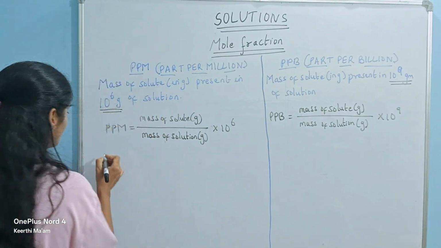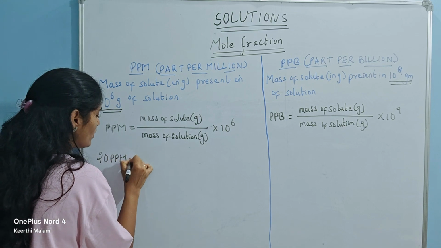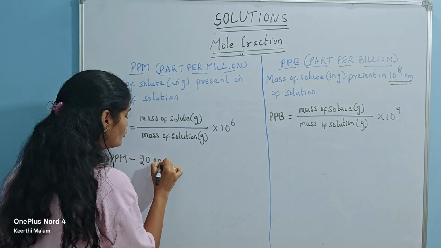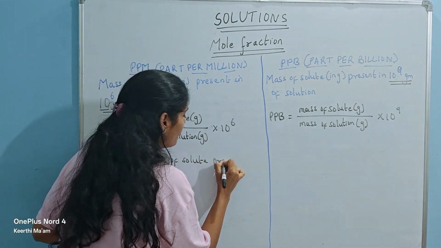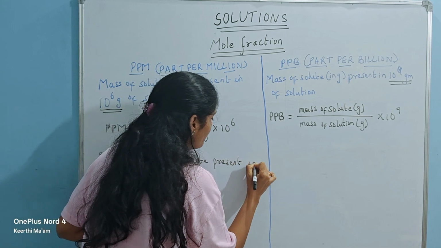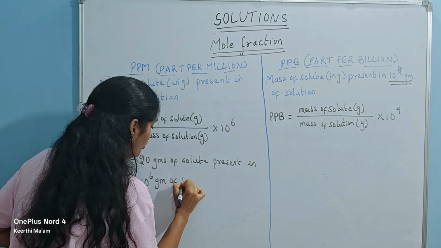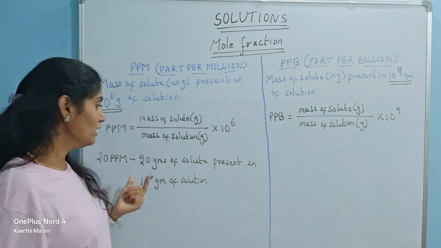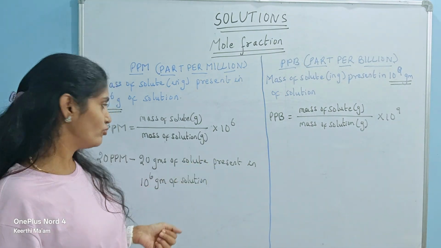If someone says 20 ppm, how should I understand it? 20 grams of solute present in 10 to the power of 6 grams of solution. If I am saying 20 ppm, what does it mean? 20 grams of solute present in 10 to the power of 6 grams of solution.